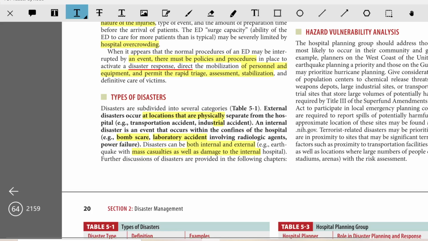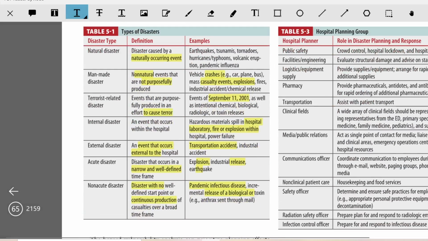A disaster can be both internal and external, such as an earthquake with mass casualties as well as damage to the hospital itself. So, we are going to discuss the types of disaster.